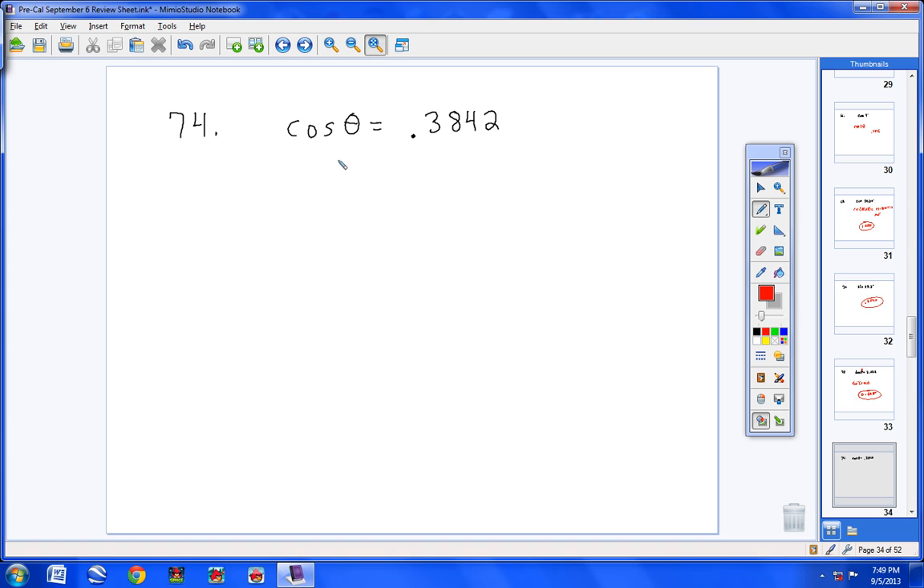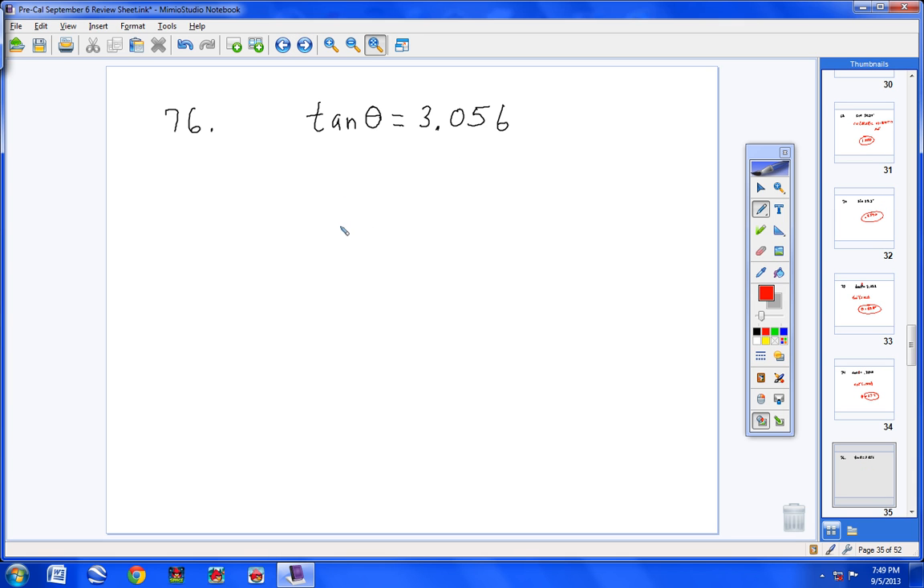All right, number 73. We're looking for an angle. So we hit second cosine, and when you do that, up pops cosine to the -1 with the parentheses, and then you type in 0.3842, and then hit enter. And if you do that correctly, what you should get is rounded 67.4 degrees. So theta equals 67.4. If you were to take the cosine of 67.4, you will get 0.3842.